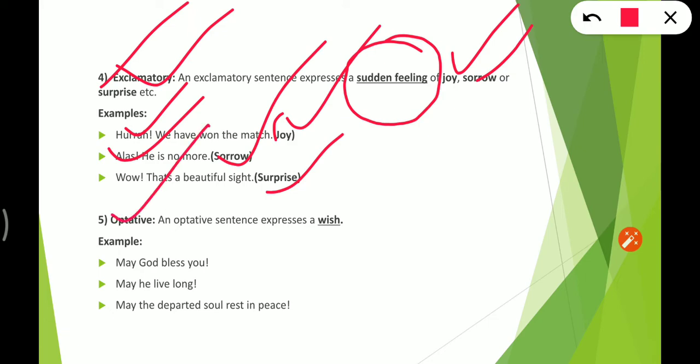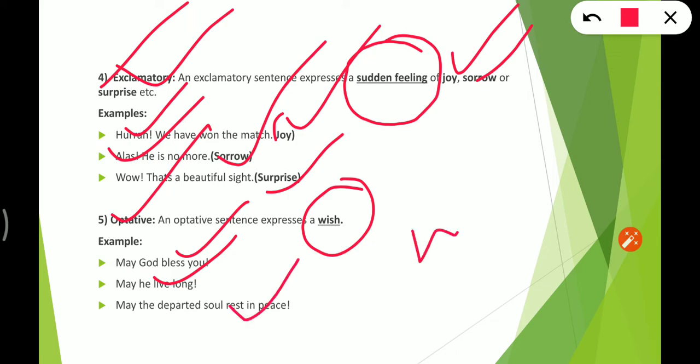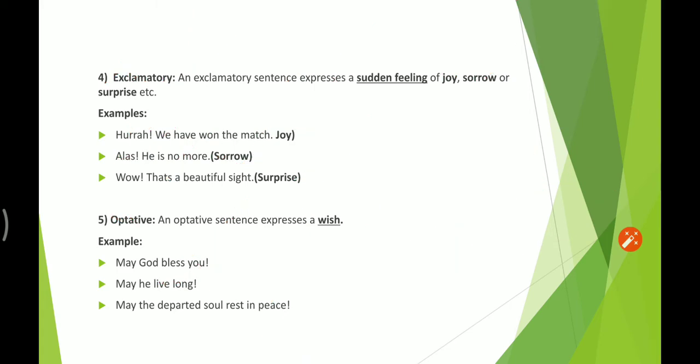Now next we have optative. An optative sentence expresses a wish, right? Now here are examples. May God bless you. May he live long. May the departed soul rest in peace. So these sentences are expressing a wish on behalf of the speaker. Such sentences are known as optative sentences. I hope everything is clear to you.